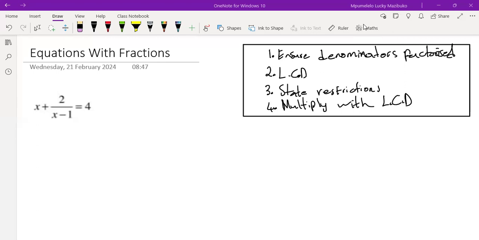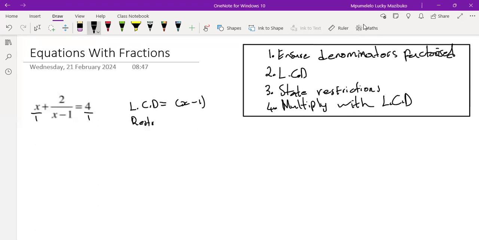So in this particular question, you can see any term that is alone has a denominator of 1. The denominators are already fully factorized: x minus 1 is fully factorized, and 1. So the LCD, therefore, is just the product of 1 times x minus 1, which will just be x minus 1. And now I can go to my restrictions.